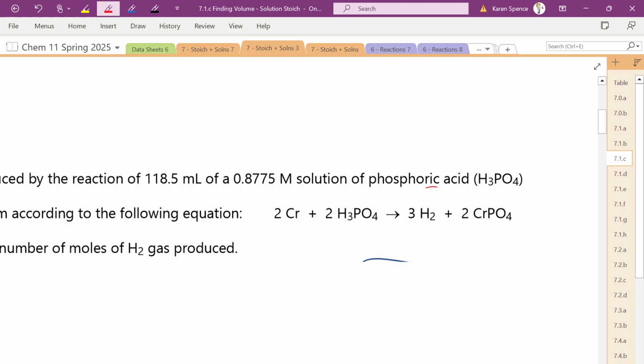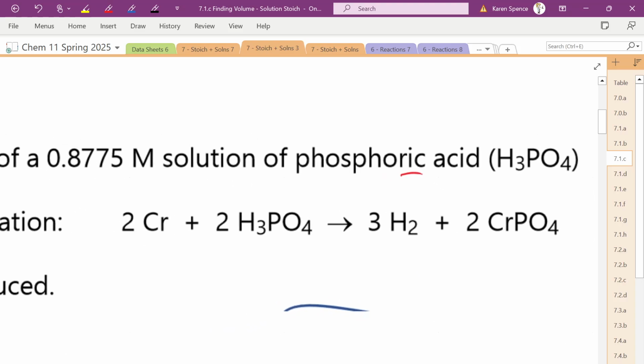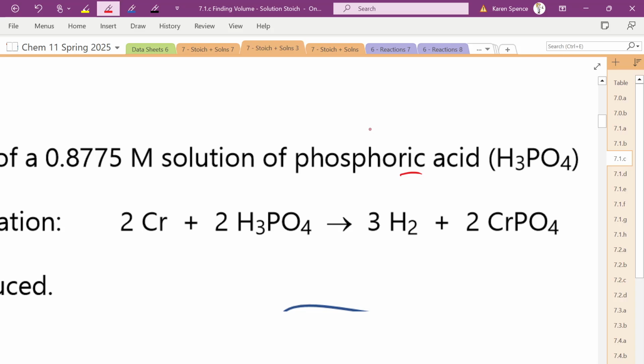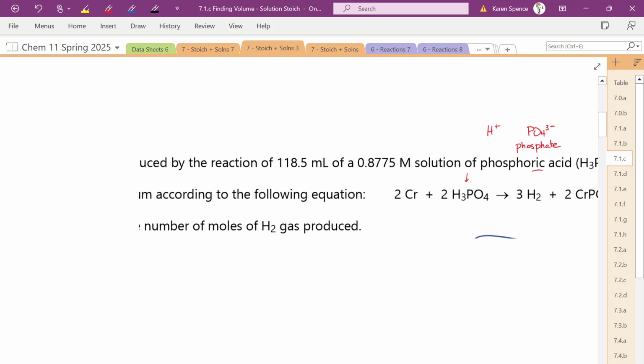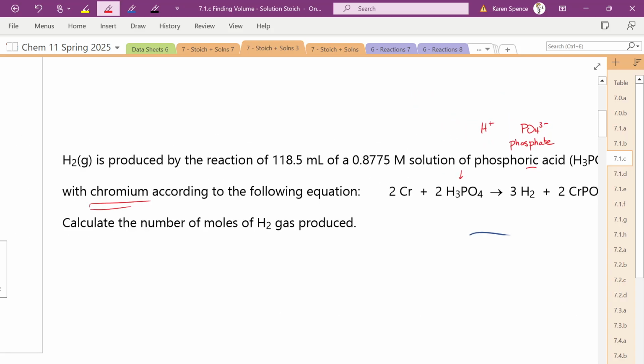Remember ic acids? What kind of ions make ic acids? Ates. So that would be phosphate. And phosphate is PO4 3-. So how many hydrogens would we need to go with that phosphate? We would need 3. So it's going to be H3PO4. So we have H3PO4 right there. And we mix it with some chromium.